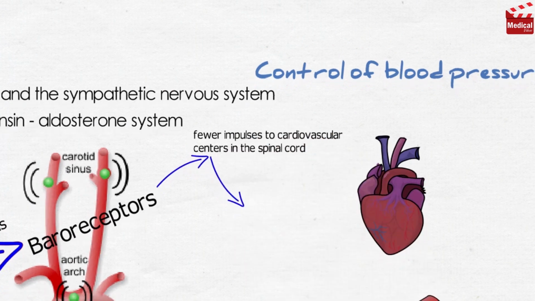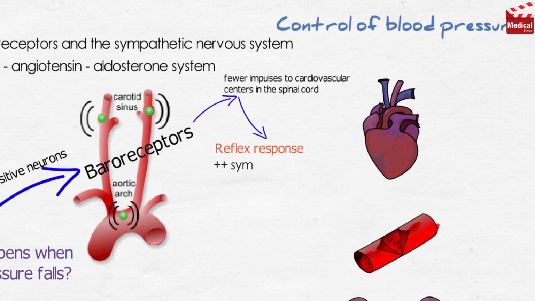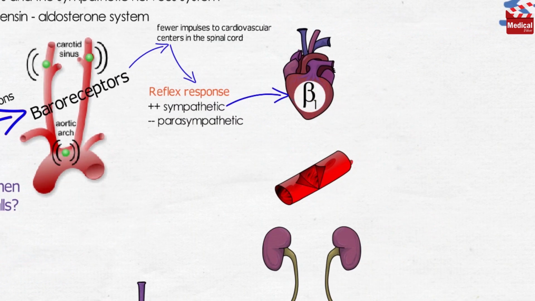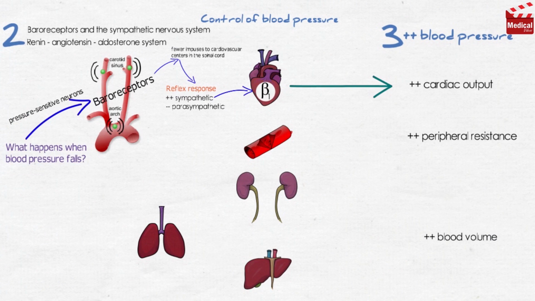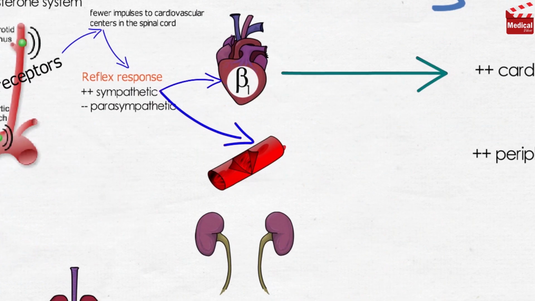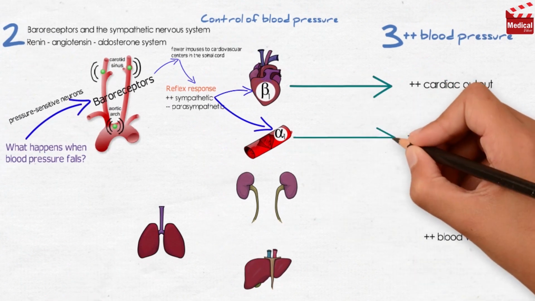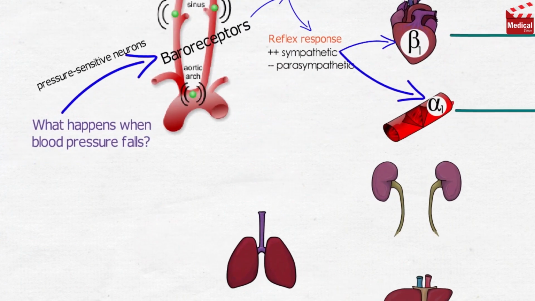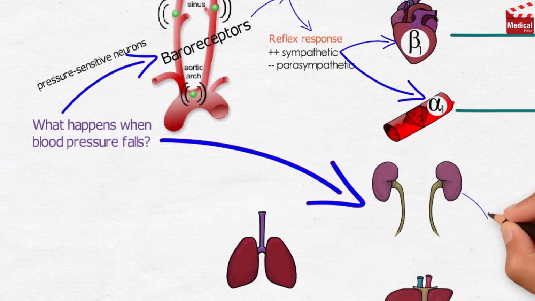This prompts a reflex response of increased sympathetic and decreased parasympathetic output to the heart and vasculature, resulting in activation of beta-1 adrenoreceptors in the heart, increasing cardiac output, and activation of alpha-1 adrenoreceptors in the blood vessels, causing vasoconstriction, leading to a compensatory rise in blood pressure. The kidneys control the blood volume. Simply, when blood pressure falls, the kidneys release the enzyme renin, leading to a series of events that increase blood pressure. Let's discuss more details.